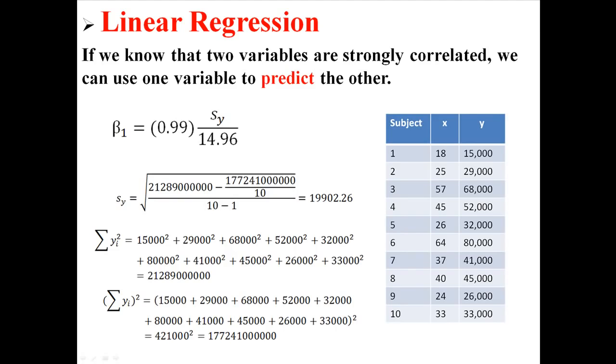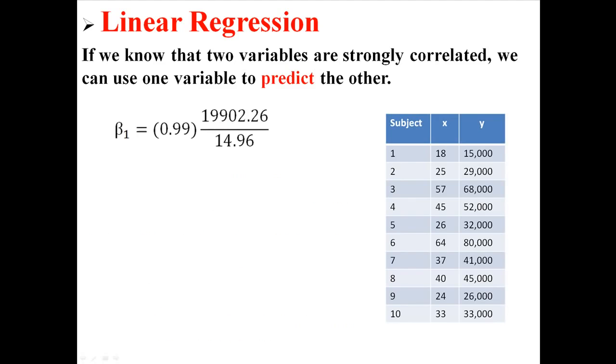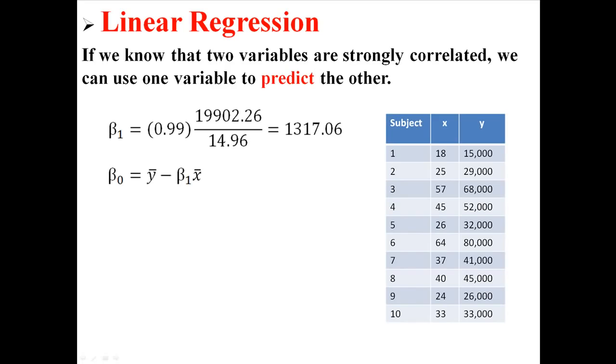We're going to put in 10 for n, and we're going to find the standard deviation of y, which is 19,902.26. So now we can put that into the B1 equation and find a B1 of 1,317.06. Now we found B1 first because you need B1 in order to find B0.